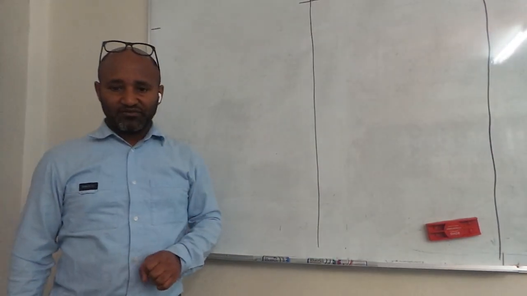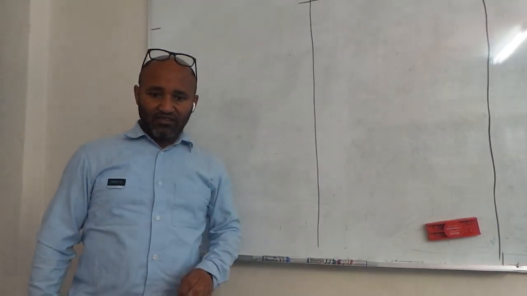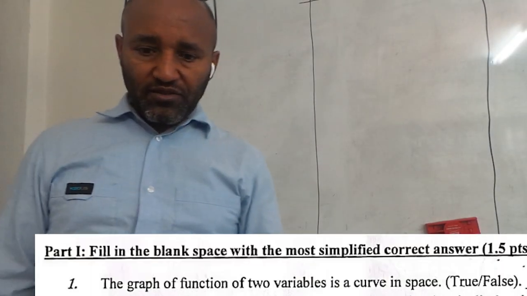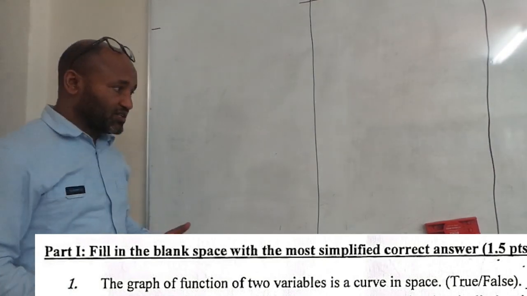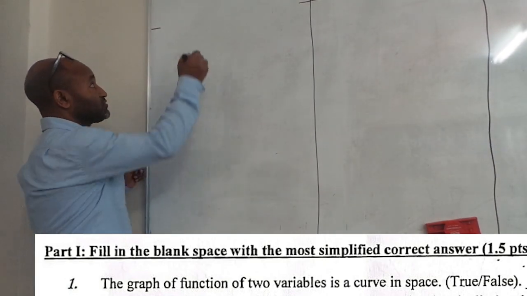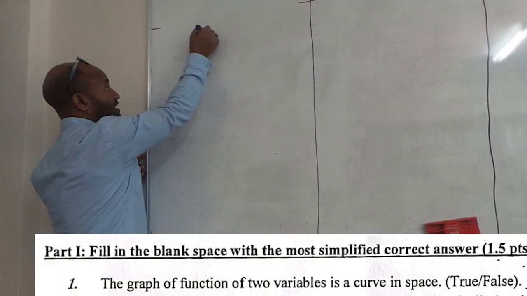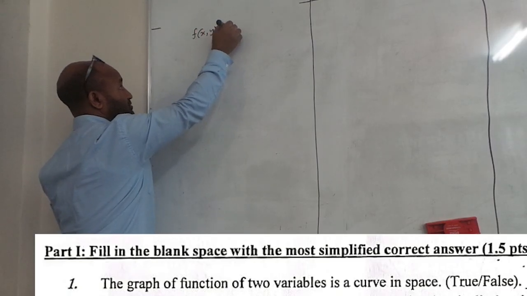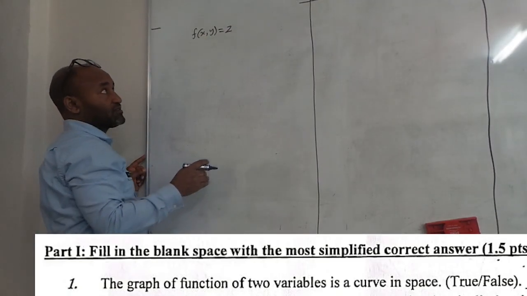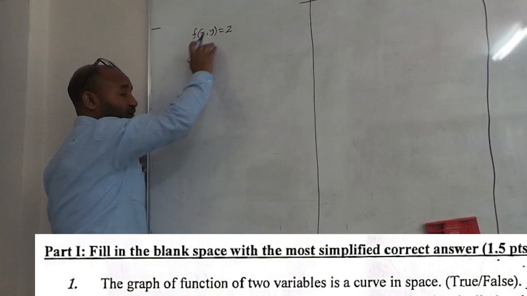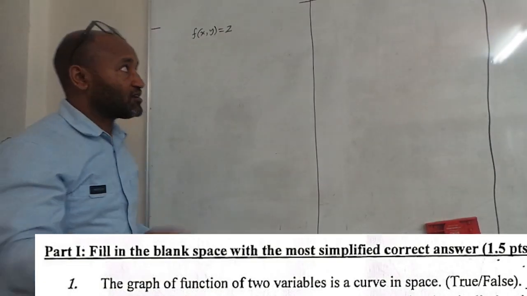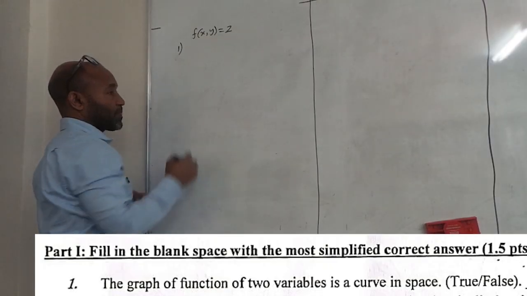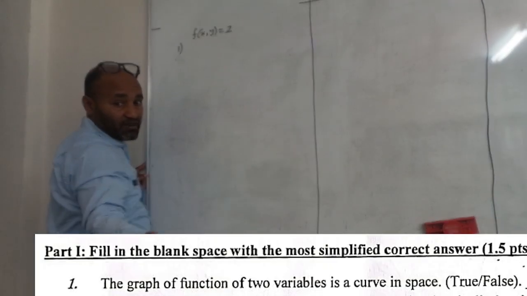The first question says, the graph of functions of two variables is a curve in a space. Obviously, whenever we have a function of two variables, f of x comma y is equal to z. So the graph of function of two variables is not a curve, it's a surface.